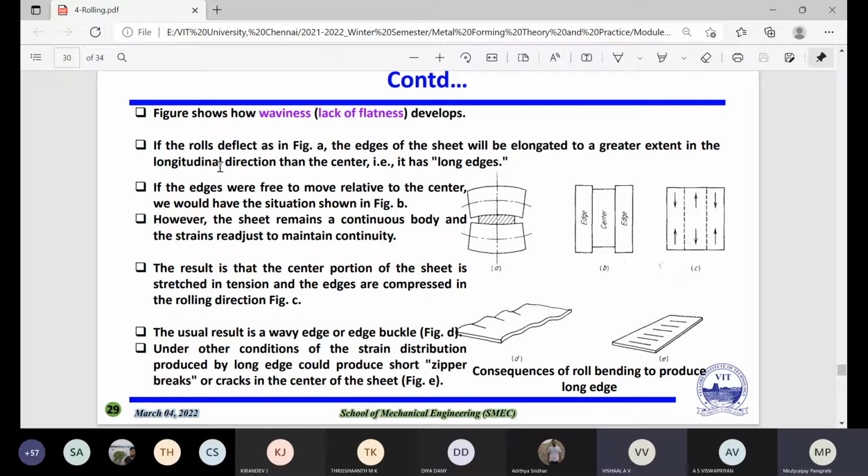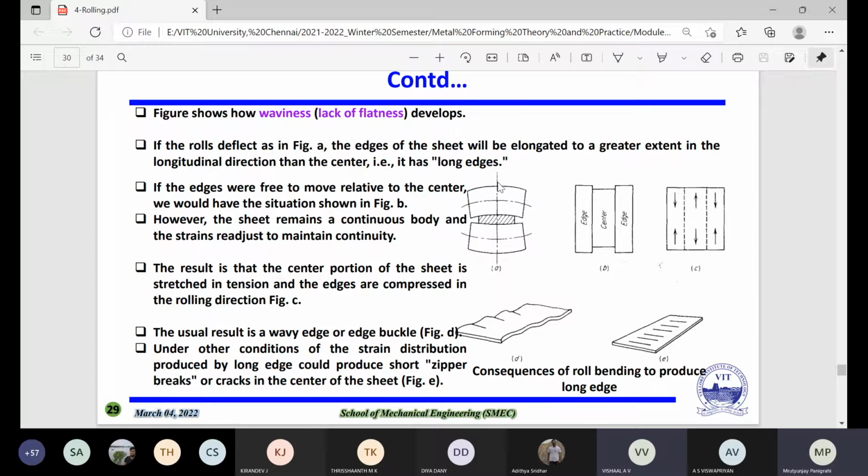Okay, so you can see here, if the roll deflects, as in figure A, the first part, if the roll actually deflects, the edges of the sheet will be elongated. So that is what happened, because this is a material piece. Okay, so this is a schematic diagram. In the material piece, this is the middle part of the material, and this is the outer side. If the roll deflects, roll deflect means the roll will elongate or expand. So in that case, what will happen?